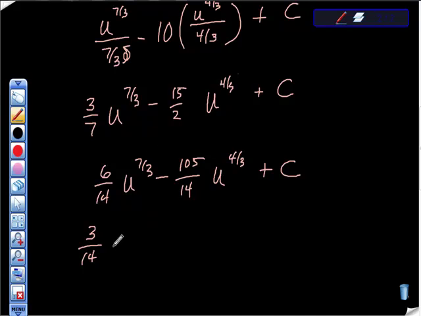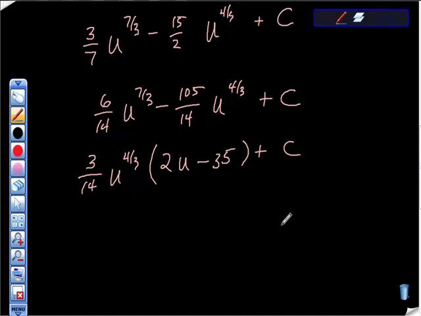Whatever the lowest exponent is, I can factor that out too, u to the 4/3, which would give us 2u to the 3/3, which is u to the 1, minus 3 times what is 105, which is 35, plus c. If you're wondering what I do, just try it backwards to see if it works out. 3 times 2 is 6, 6/14. u to the 4/3 times u to the 3/3 is u to the 7/3. 3 times negative 35 is 105 over 14. u to the 4/3 times u to the 0 is u to the 4/3. So that all comes out right, doesn't it?